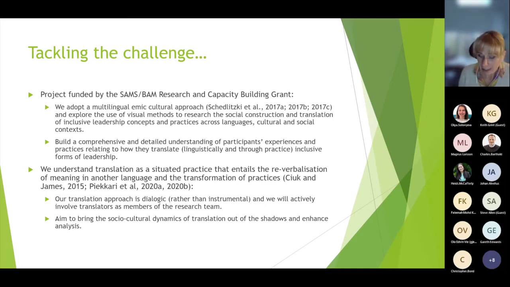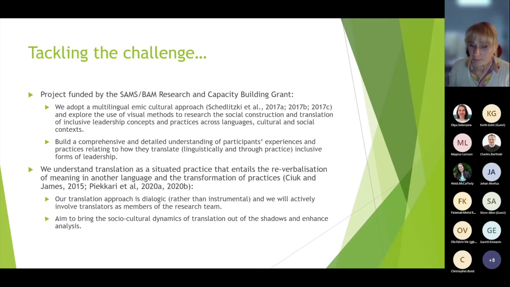We will be working very carefully with translators. Again, something that often is hidden or missed or maybe not there in many research studies that work across different languages, and that might be looking at cultural nuances within organizations. Not often are translators part of the research team. So we will engage with several translators, and they will be members of the research team, because for us, and this is something that we want to empower, translation is a dialogic process rather than an instrumental process.